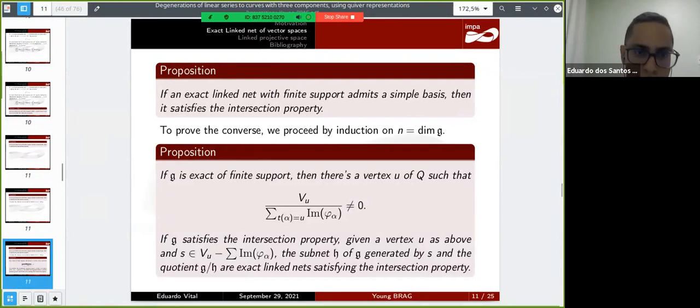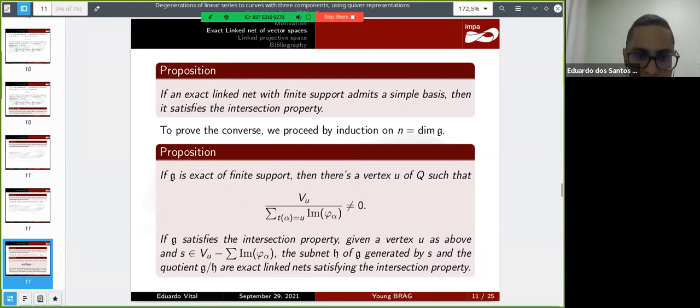And now this proposition, right, which is essentially the most difficult part of the proof, says that if the linked net G is exact of finite support, then there is a vertex U of Q such that this quotient is non-zero. All right. And what does this mean? This means that you take the sum of the images of the maps phi alpha, with alpha being a path with terminal vertex equal to U. All right.